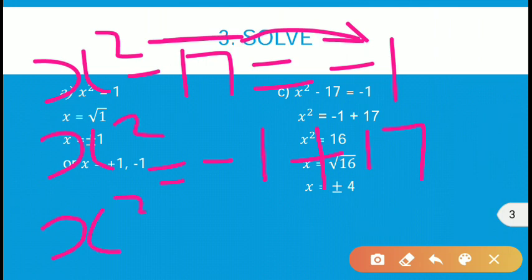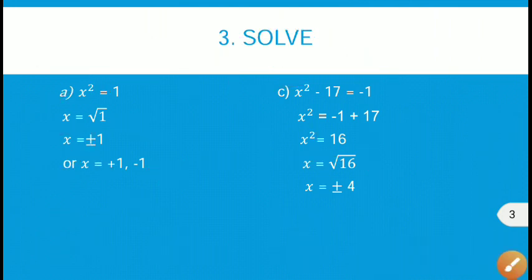Clear? X square is equal to plus 17 minus 1. Plus and minus will always become minus. Here 17 is greater than 1, and 17 is with the positive sign, so we write plus 16 only. Here 17 is greater than 1, that's why I am taking the plus sign, because 17 is with the plus sign. Now x square is equal to 16.